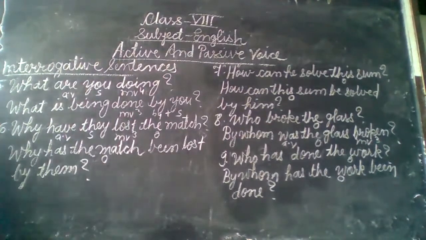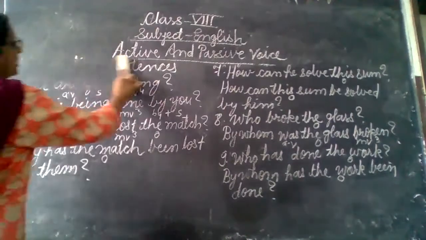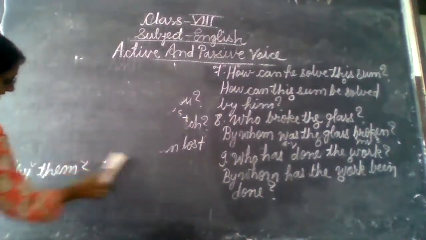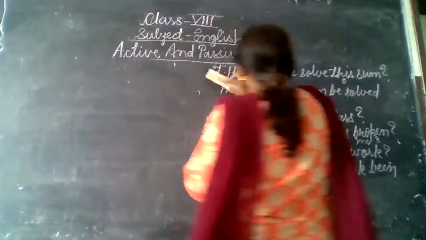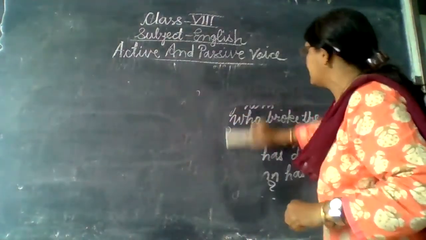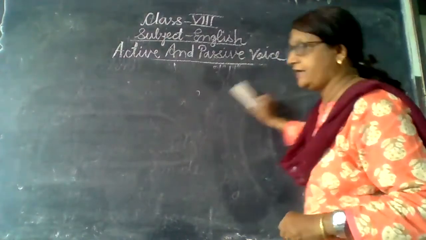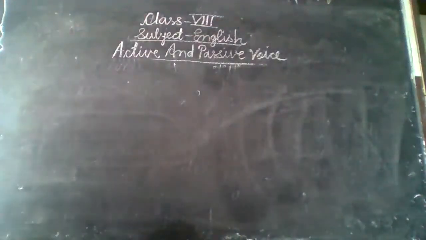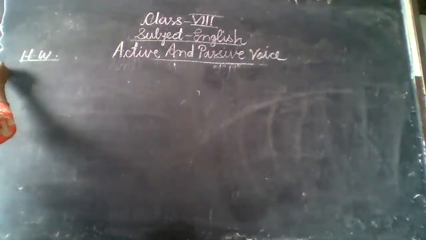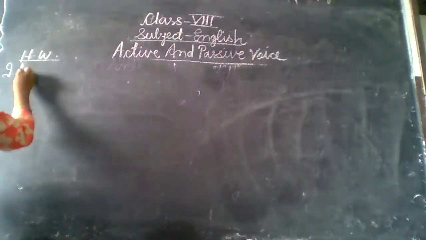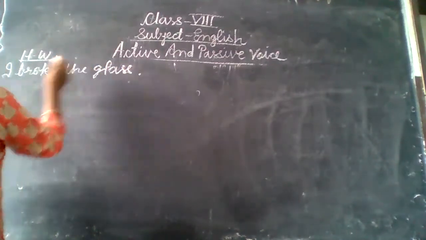Now for the next sentences, some examples to solve. You have to do it by yourself. Taking all the tenses, imperative sentences, modal auxiliaries, and interrogative sentences into consideration, you will have the questions for the homework. And here we have ended our topic. So this is for practice. Okay. Write down the questions. First one. Write it: I broke the glass.